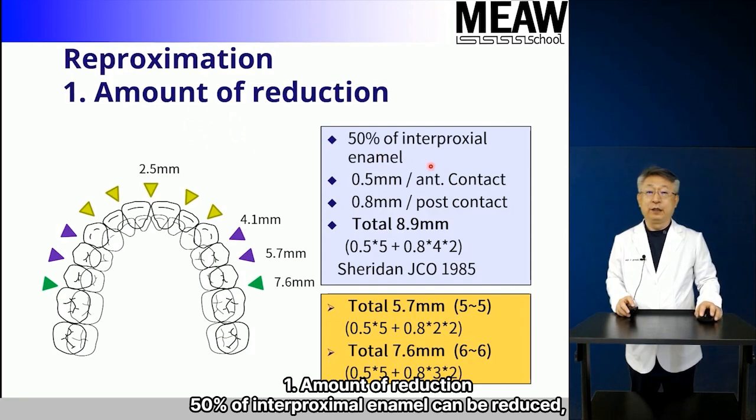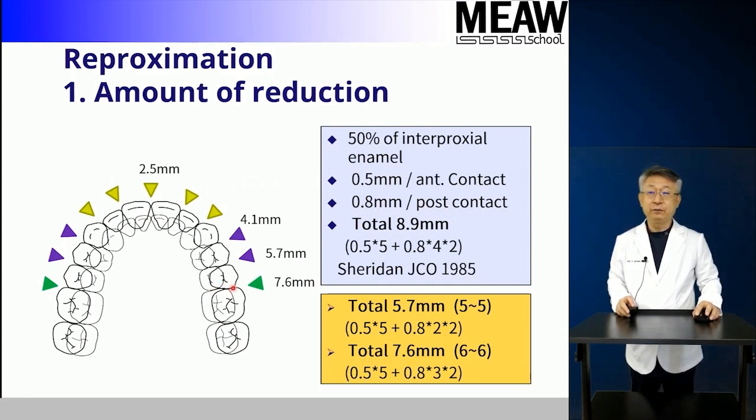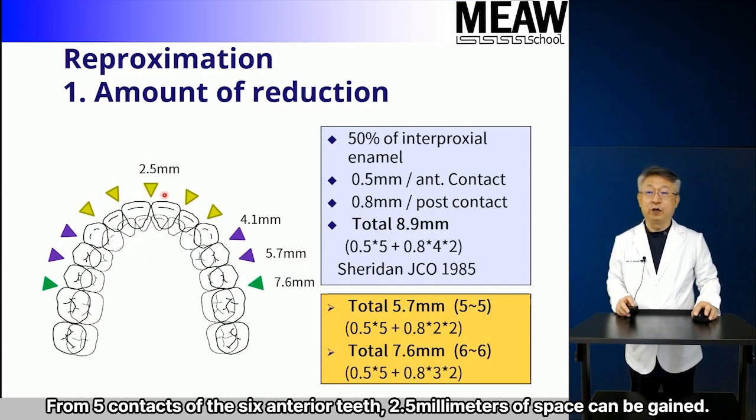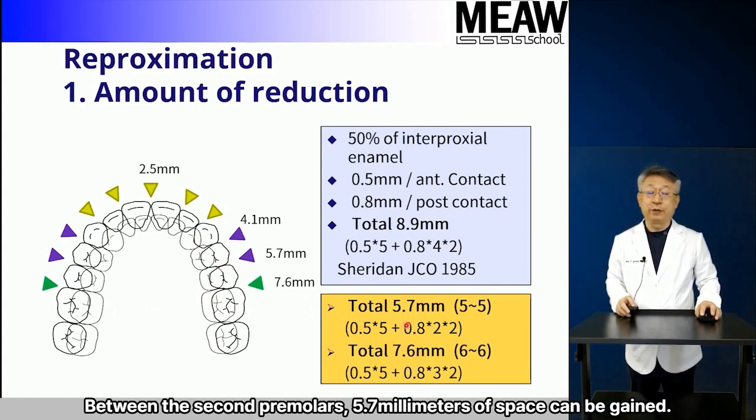1. Amount of reduction: 50% of interproximal enamel can be reduced. So 0.5 millimeter from each anterior contact and 0.8 millimeter from each posterior contact can be reduced to gain space. From 5 contacts of the 6 anterior teeth, 2.5 millimeters of space can be gained. Between the first molars, 7.6 millimeters of space can be gained. Between the second premolars, 5.7 millimeters of space can be gained.